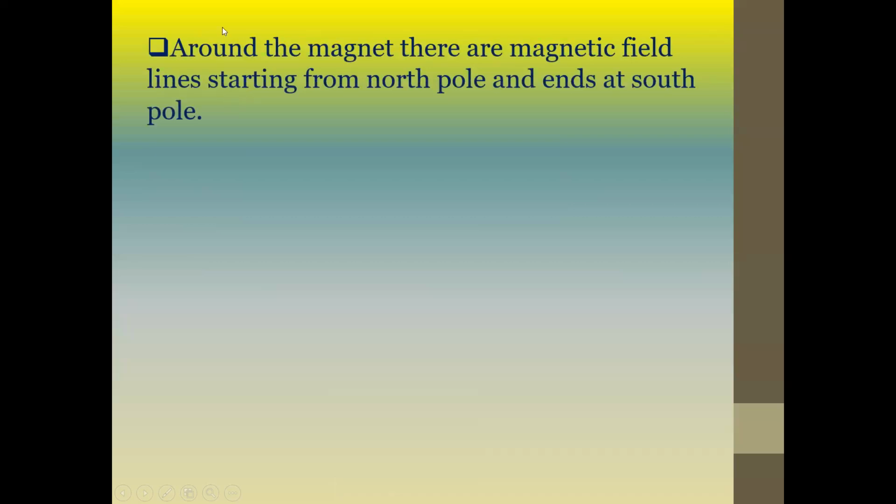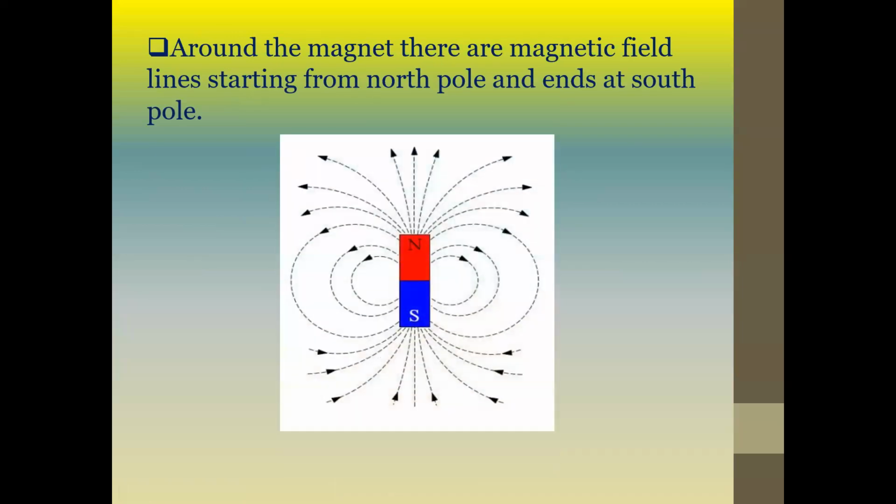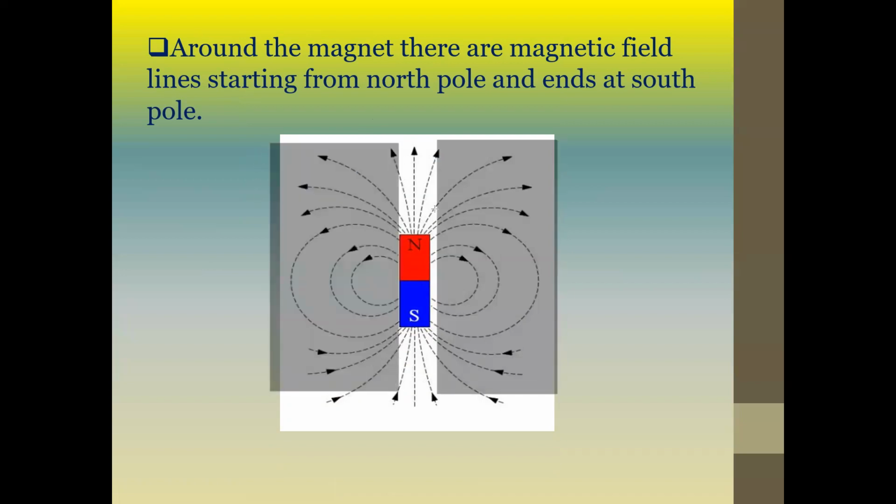Then around the magnet there is a region, a space around the magnet. One of the ends of the magnet is known as north, another one is south. And the whole region around the magnet, where other magnetic materials can experience a force, is known as the magnetic field.